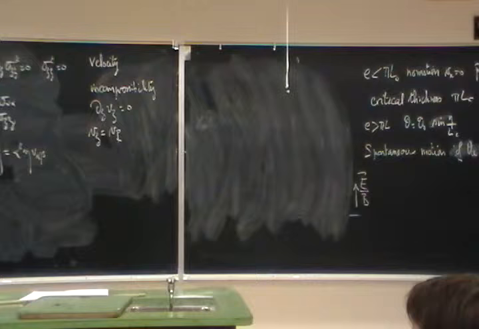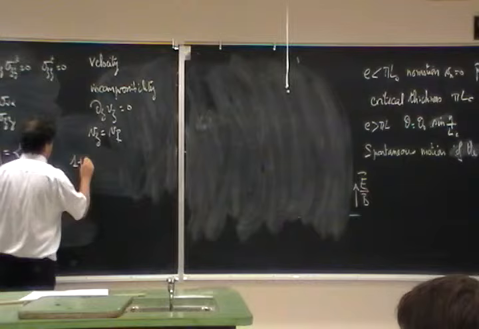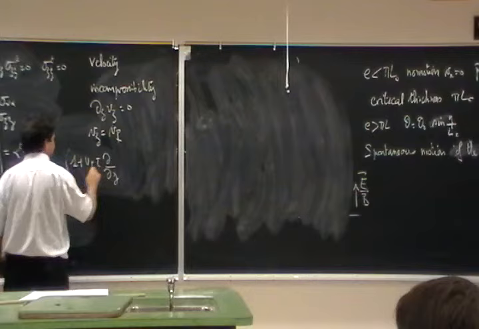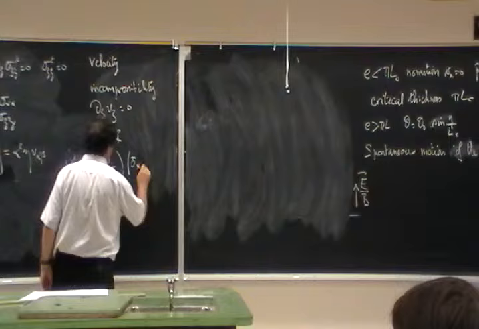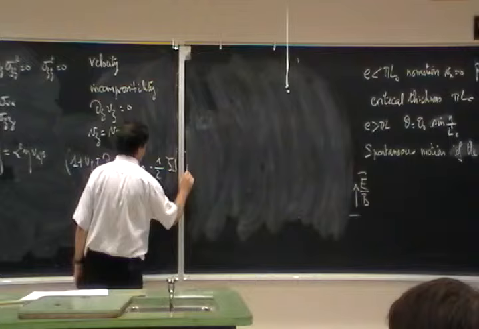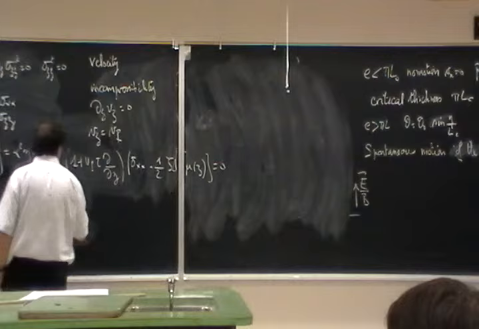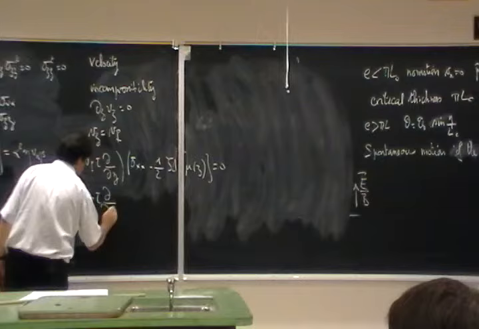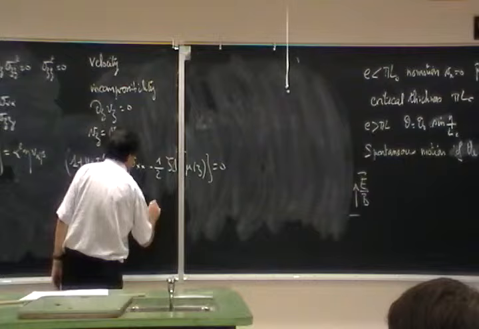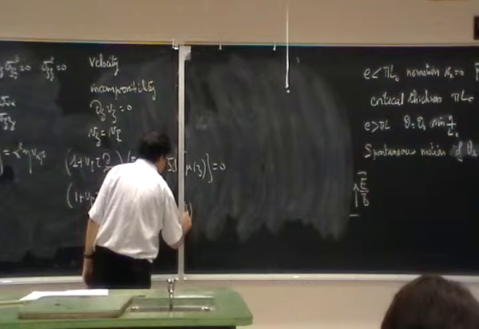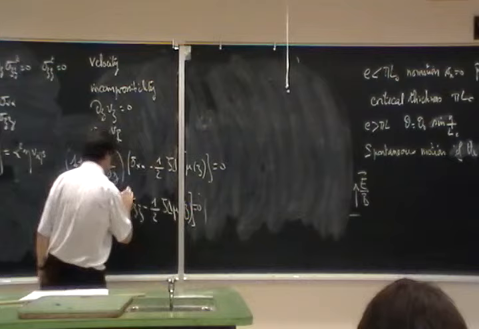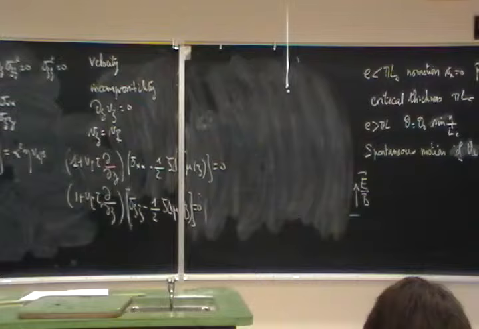Now I want a steady state. There is no vorticity in this problem. So this is very simple. So it's just 1 plus Vp tau of sigma xx minus, and this is what fixes the stresses, and I have to combine that with the force balance equation, which is here.